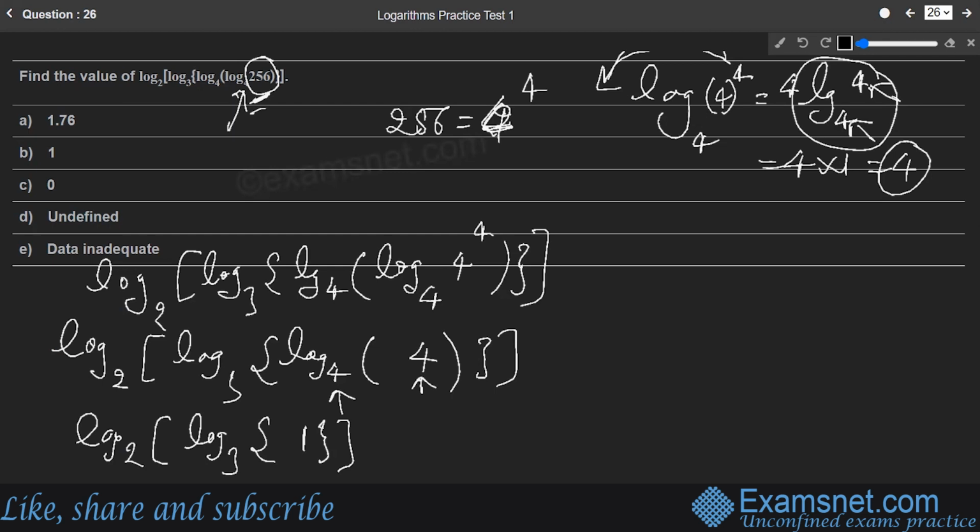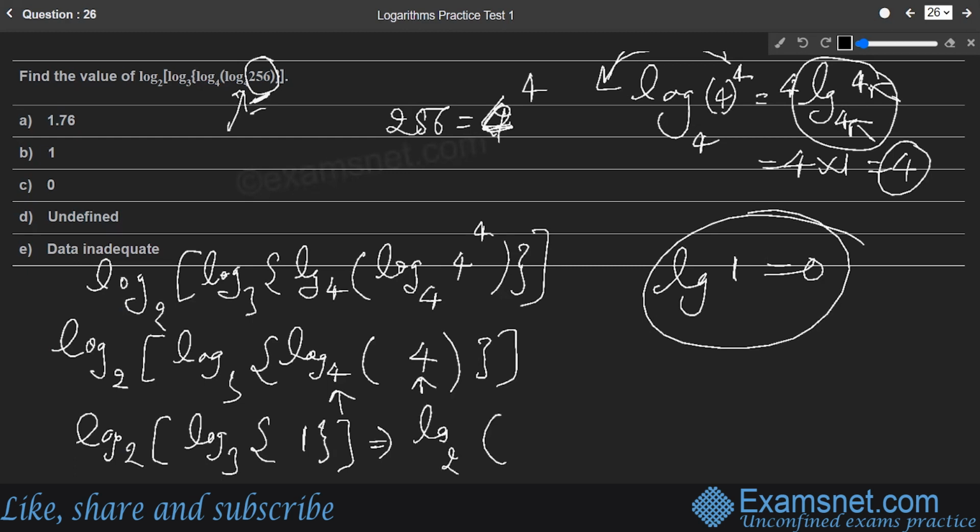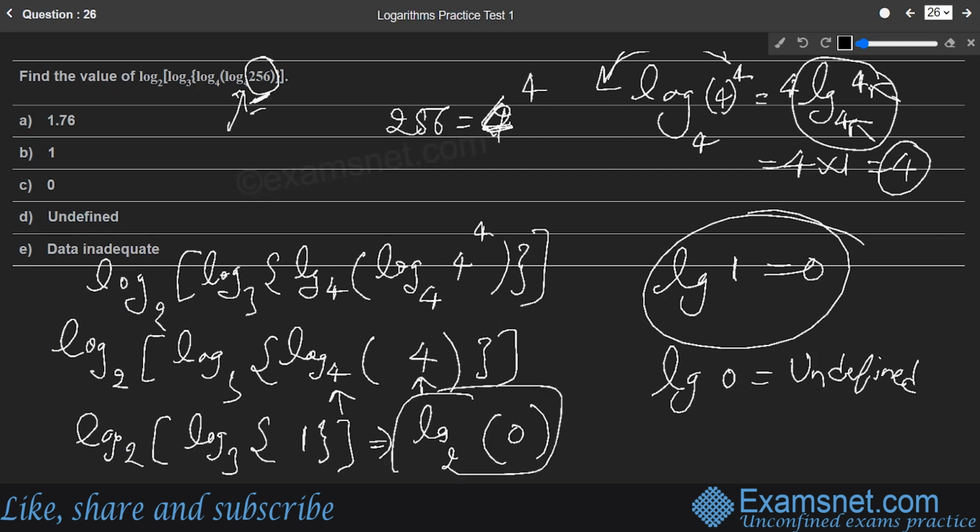Now there is a log of 1 being taken. Log of 1 to any base is always 0. So the expression becomes log base 2 with 0 inside. That should be the final answer, and log of 0 is undefined. Log of 0 on any base is not defined. So that should be the answer only. Option D should be the right answer, which says it is undefined.